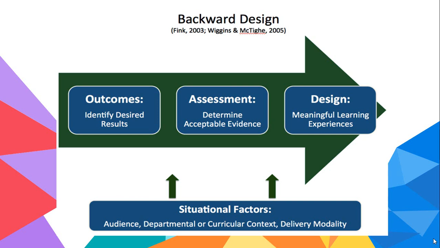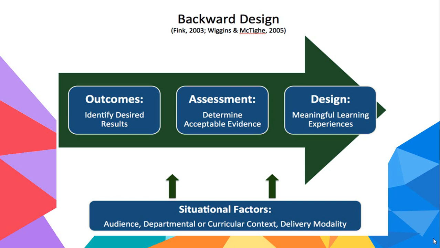And after I have thought about my objectives, my outcomes, and my assessment, I start planning and designing all the meaningful learning experiences. So that's why it's backward. First the outcomes, then the assessment, and the last part is to design the activities and the content that I'm going to be delivering to students through those activities, right? And of course, all this process is permeated by different situational factors. For example, the audience, the curricular context, the delivery modality, right?